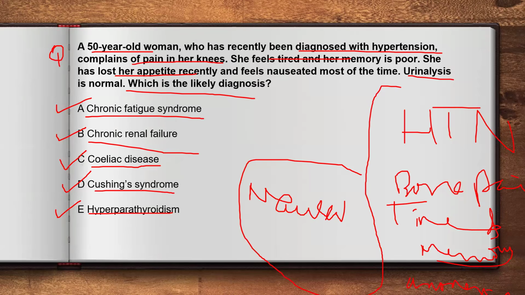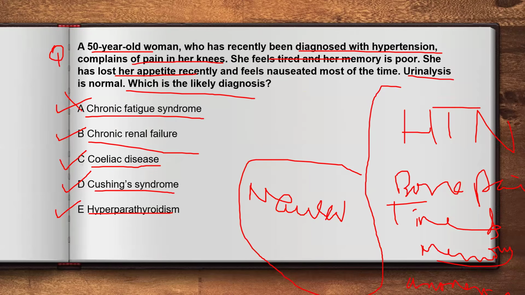Sleep disturbance is very common with chronic fatigue syndrome. Headache is common with chronic fatigue syndrome. Dizziness is common with chronic fatigue syndrome. Lightheadedness. These are the symptoms most common with chronic fatigue syndrome. So is it chronic fatigue syndrome? No, it's not. Chronic renal failure.